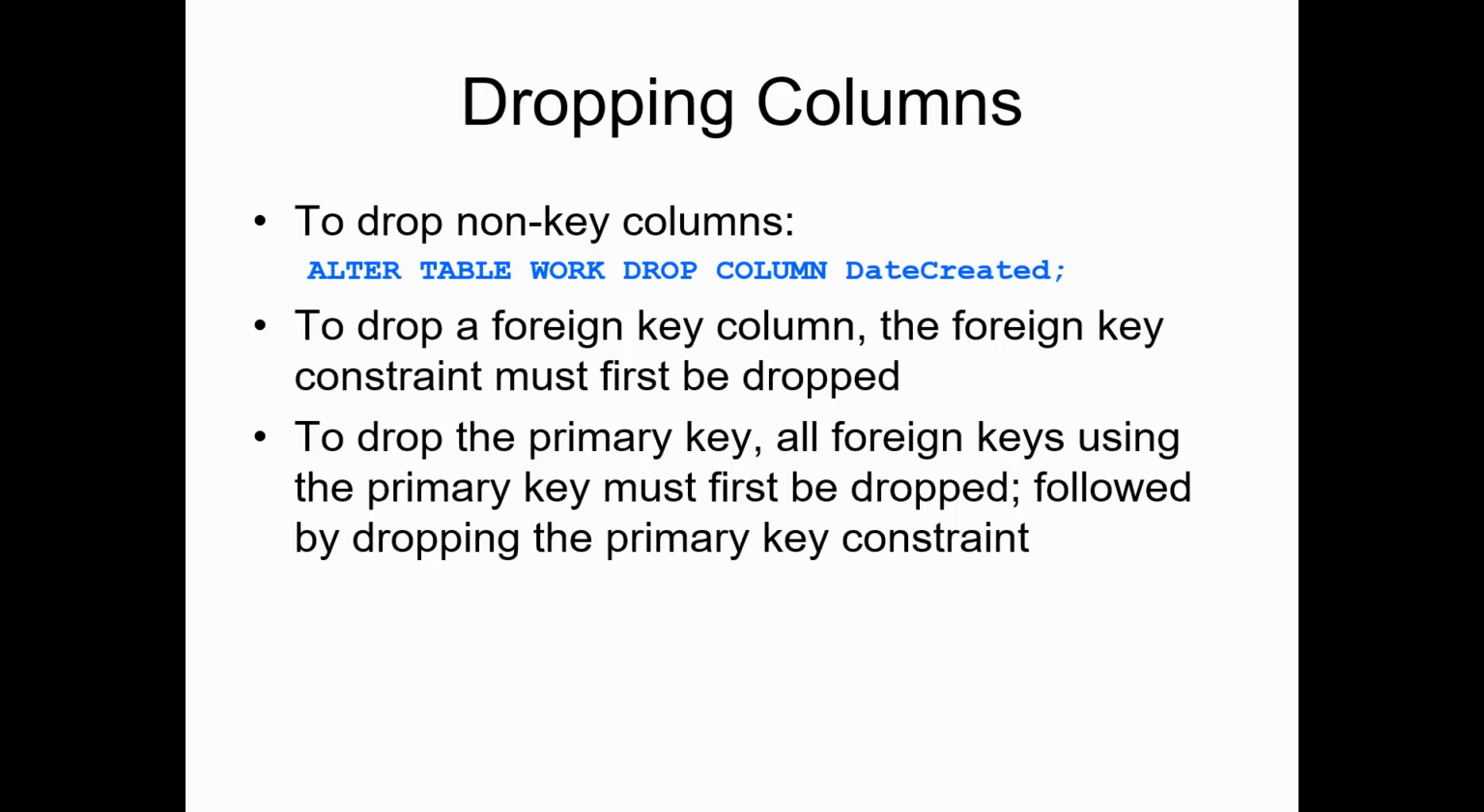To drop a foreign key column, the foreign key constraint must first be dropped because this one is linked to another table. So we need to drop the foreign key constraint and then drop that column. To drop the primary key, all foreign keys using the primary key must first be dropped, followed by dropping the primary key constraint, then dropping that column.